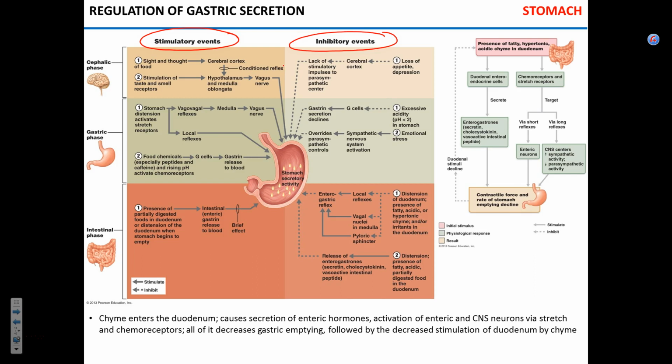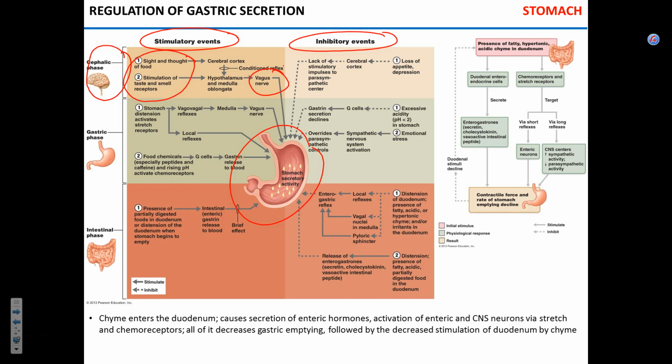Let's talk about stimulatory effects. First phase is cephalic. It refers to the central nervous system, right? So this cephalic phase happens when you start your meal. So you sit at the table and you have a plate in front of you. We're clear. You see this food, smell it, and eventually you taste it. So all these stimuli, taste, smell, view, they stimulate your stomach eventually via the vagus nerve.